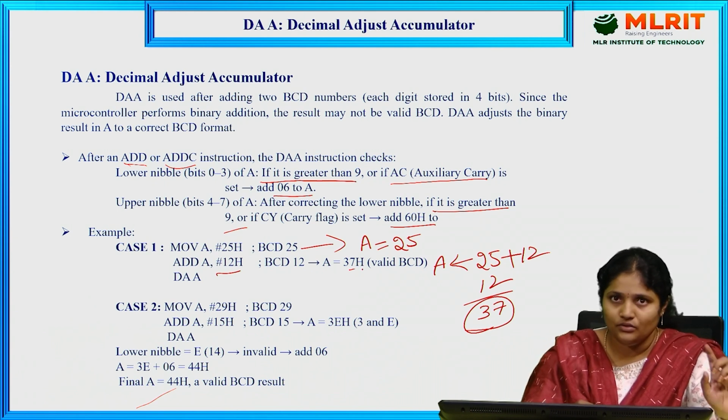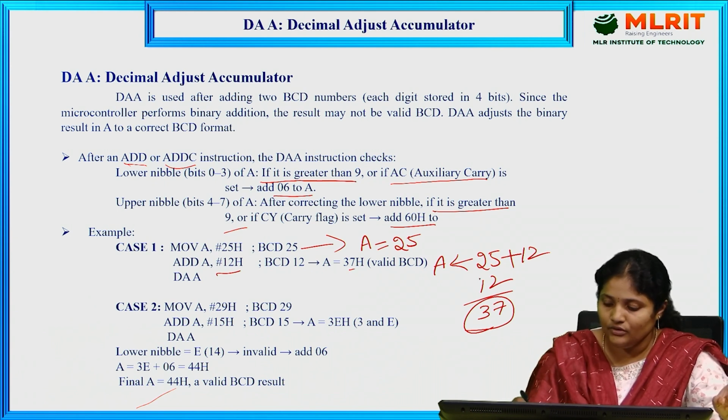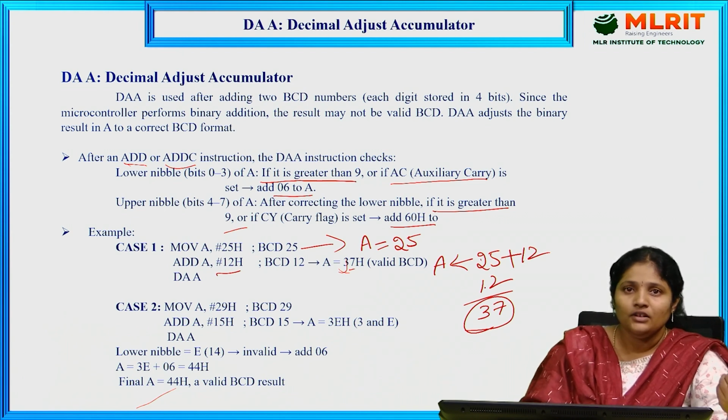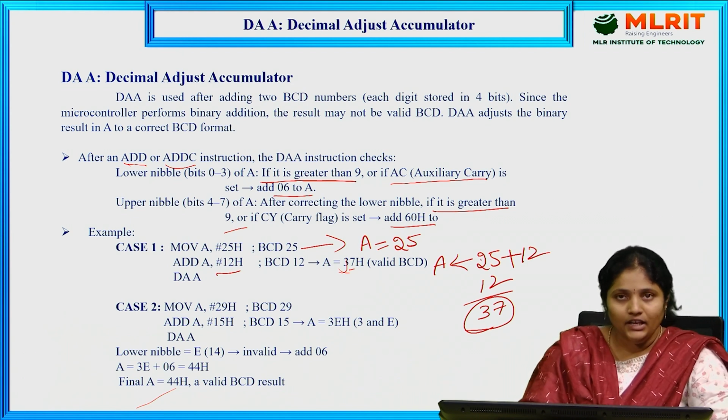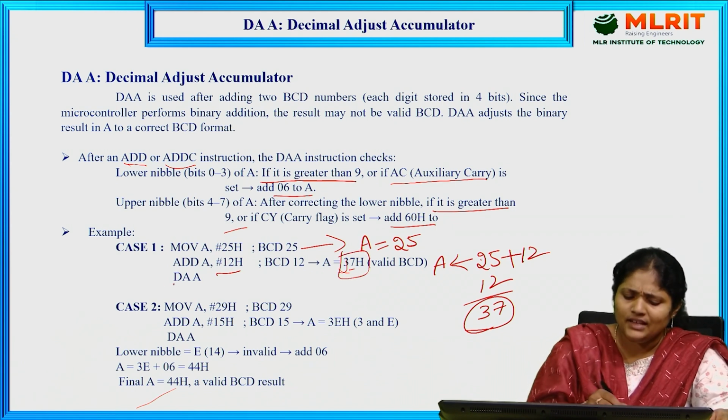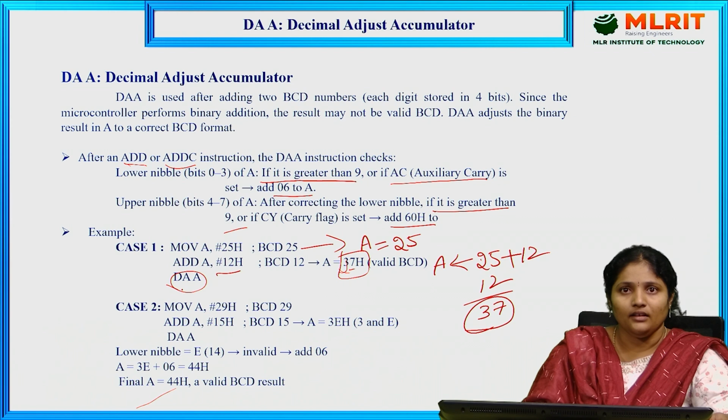So the first rule is satisfied. We will check the second rule. After performing the addition, the upper nibble is not greater than 9 or it didn't generate any carry. By using 2 plus 1, we didn't generate any carry. So there is no carry or anything. So this is the particular output. There is actually no need to check for DAA, right? This is the first case. Let's see the second case.